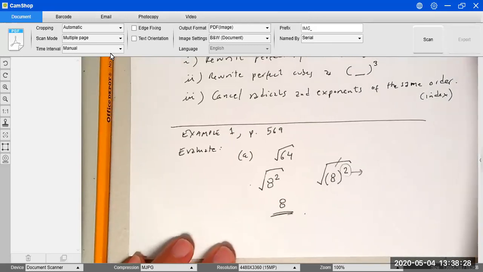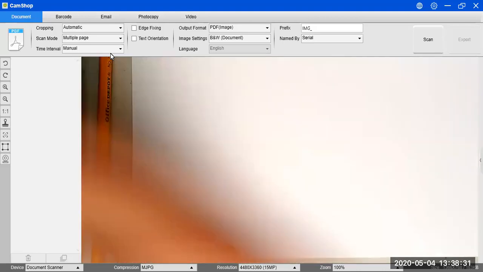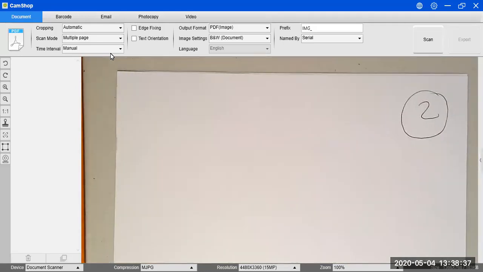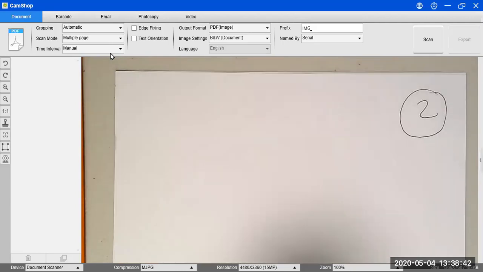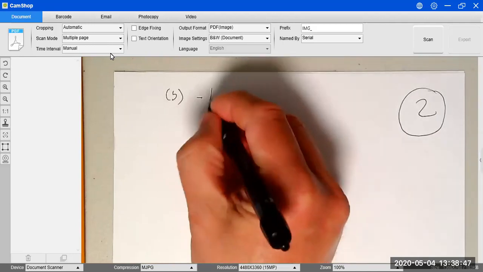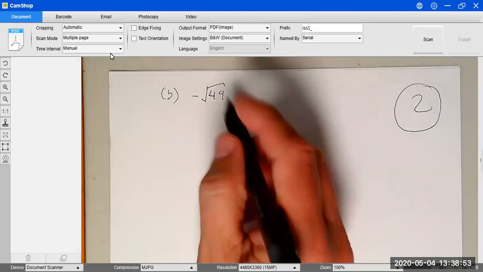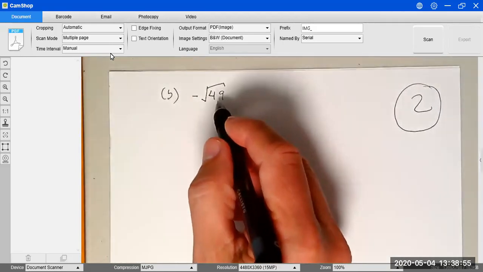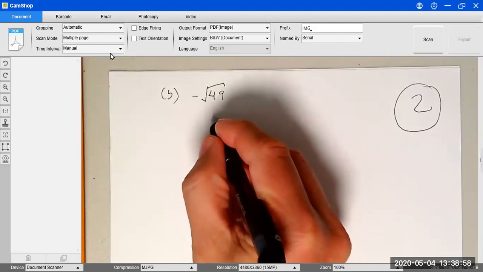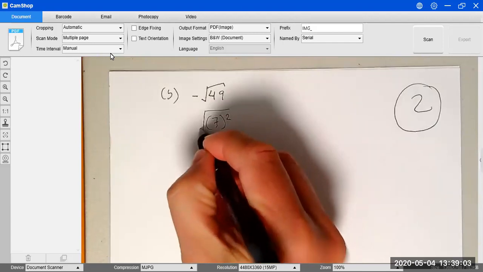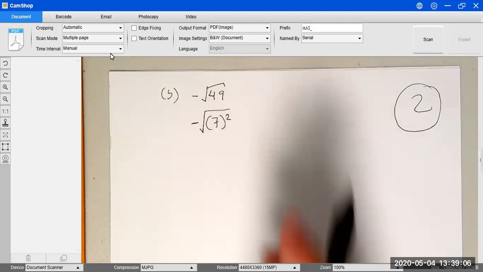So let's work on more examples. This is the procedure that you're going to follow. You're going to rewrite expressions as perfect squares or as perfect cubes, and then you're going to be able to cancel radicals. The next part of the example is negative the square root of 49. Again, you just need to check, is this a perfect square? Oh yeah, it is, because I can write 49 as 7 squared, and then I need to write the radical sign and the negative sign that is outside.